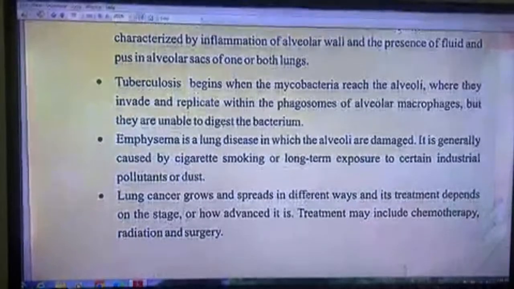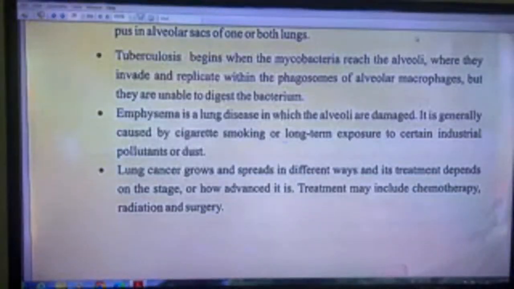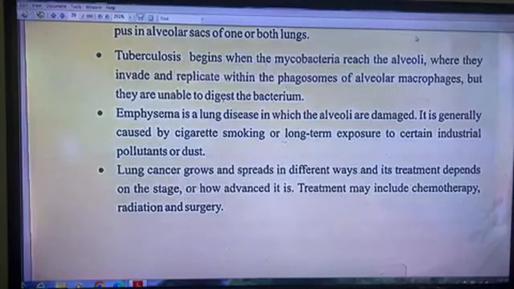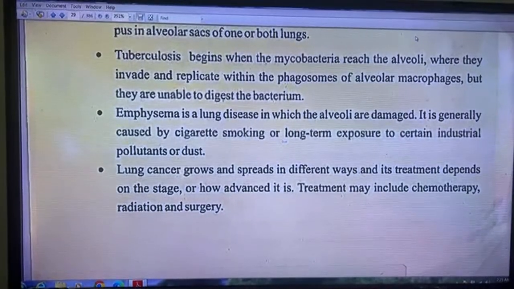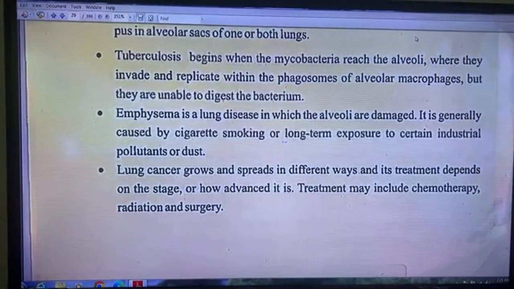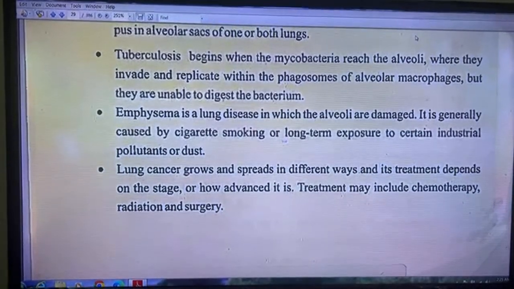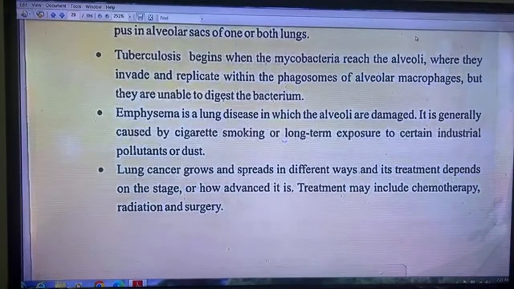Tuberculosis begins when the mycobacteria reach the alveoli where they invade and replicate within the phagocytes of alveolar macrophages, but they are unable to digest the bacterium. Emphysema is a lung disease in which the alveoli are damaged. It is generally caused by cigarette smoking or long-term exposure to certain industrial pollutants or dust.